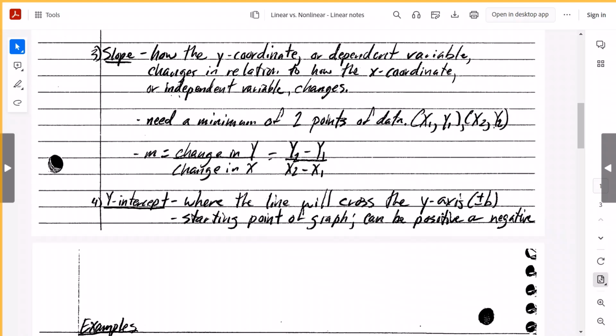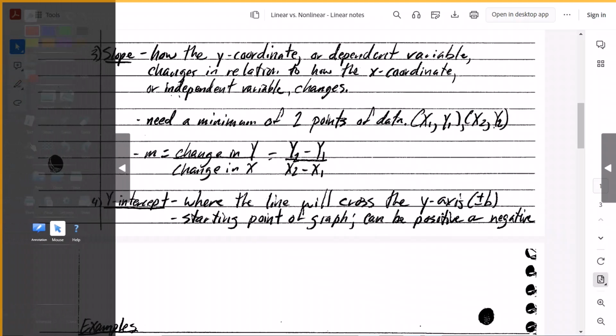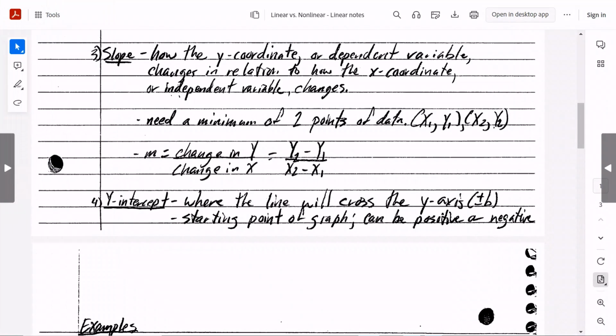So the formula is expressed as the change in y over the change in x, or if you want to write it down this way instead, the vertical change over the horizontal change. Apologize for the writing. But yeah, slope is your vertical change over your horizontal change. Now, the formula for that is y2 minus y1 over x2 minus x1. The difference in your y values over the difference in your x values.